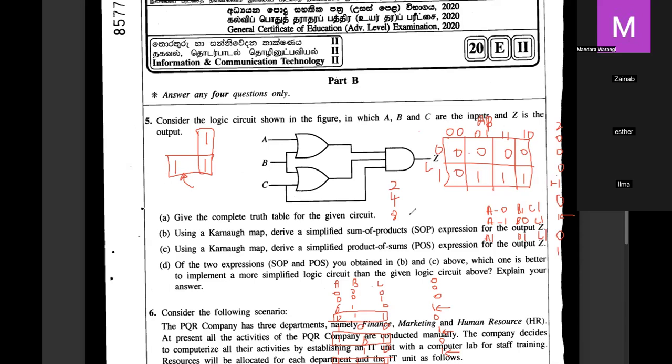We can't group these three together. So what can we do? First, we can group these two, and then we can group these two. After that, they ask us to write the SOP output expression. They are asking us for the expression.